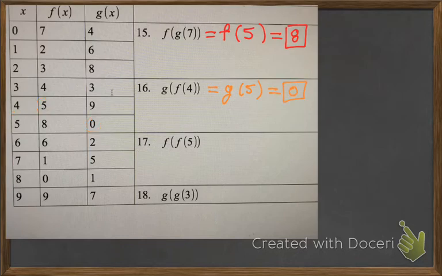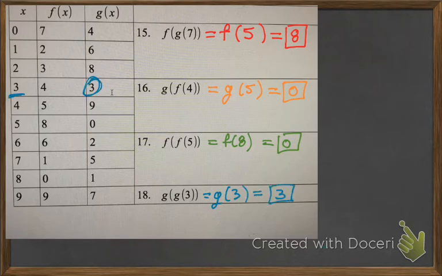Alright, play the same game again. Let's do f of f of 5. So we're going to find 5 on the x. And then we're going to find f of 5. F of 5 is 8. So this becomes f of 8. We'll go find 8. F of 8 is 0. Okay. And finally, we'll find g of g of 3. There's 3. G of 3 is 3. And we're going to find g of 3 again, which happens to be 3 again. Okay? And so that is our real basic examples of composition.